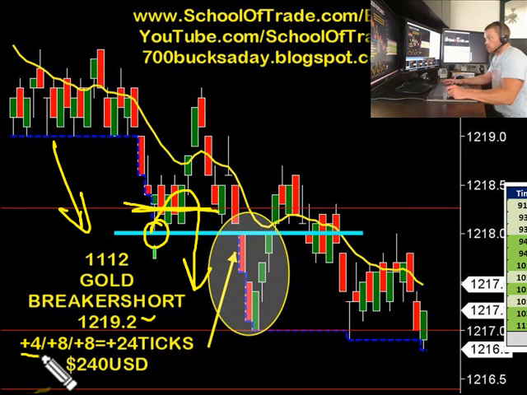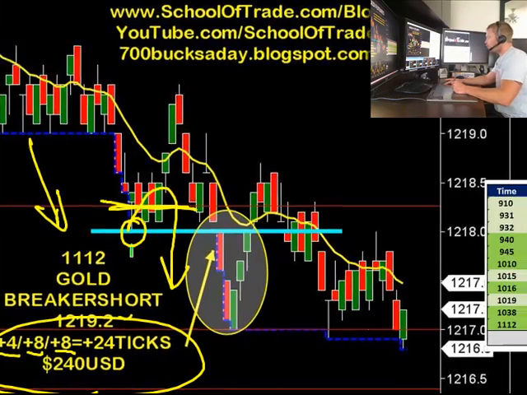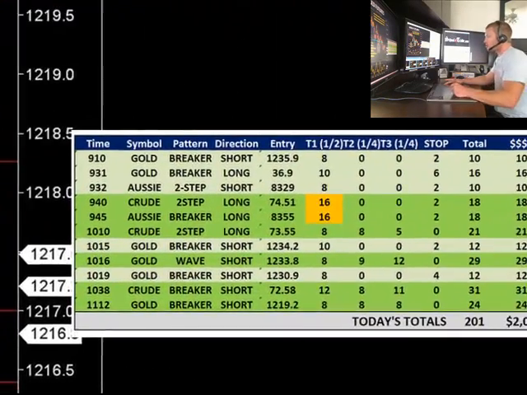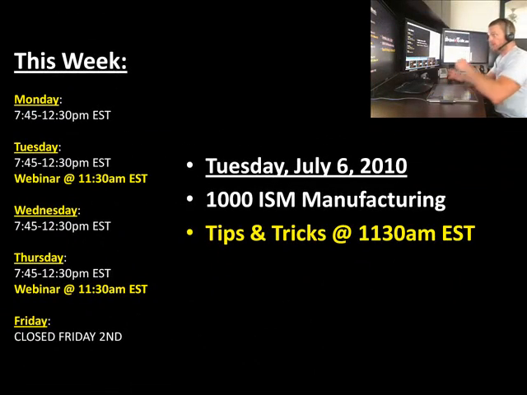We took 2 off at 4, 1 off at 8, 1 off at 8, 24 ticks, or $240, for our final trade of the day. Right? 2, 4, 6, 8, 10, 11 total trades. Nothing but green there, guys, on the mark today. 201 ticks, over $2,000 to finish up a fantastic week, a short week here in the live trade room.